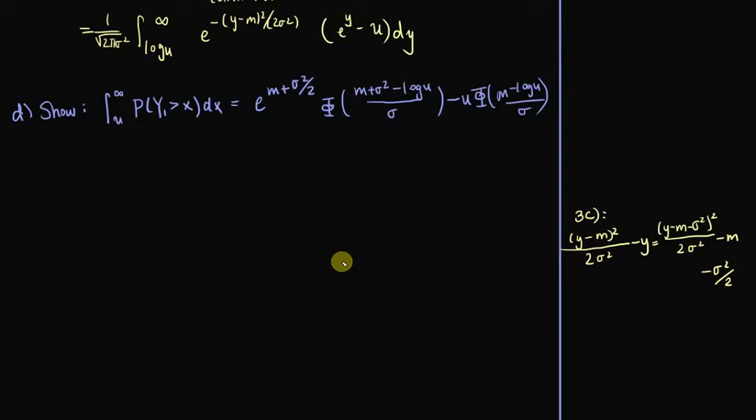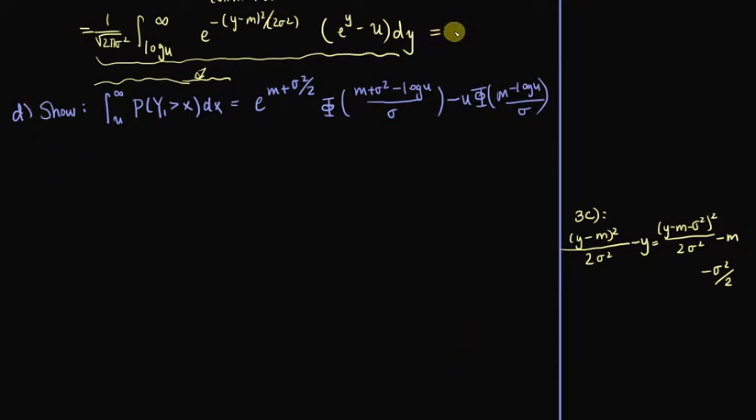In 3D, we try to get one step closer to the solution, and what we want to do is show this result here using what we have from 3B and 3C. So essentially we can just continue from the result that we got in 3B. This was equal to the integral of this probability here. So what we want is to use this together with the result from 3C.